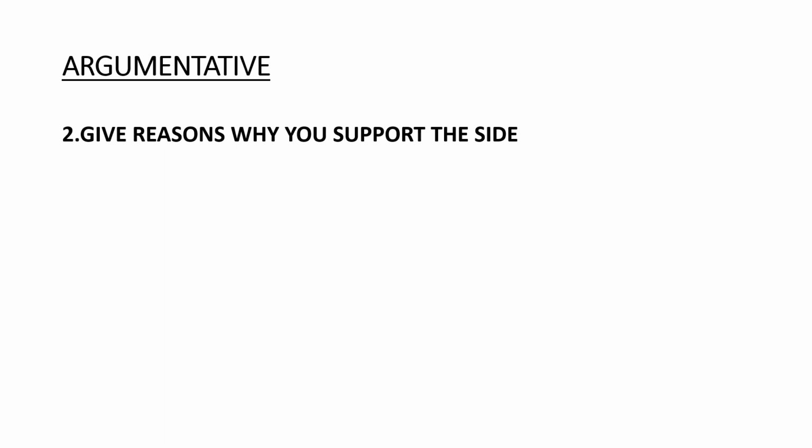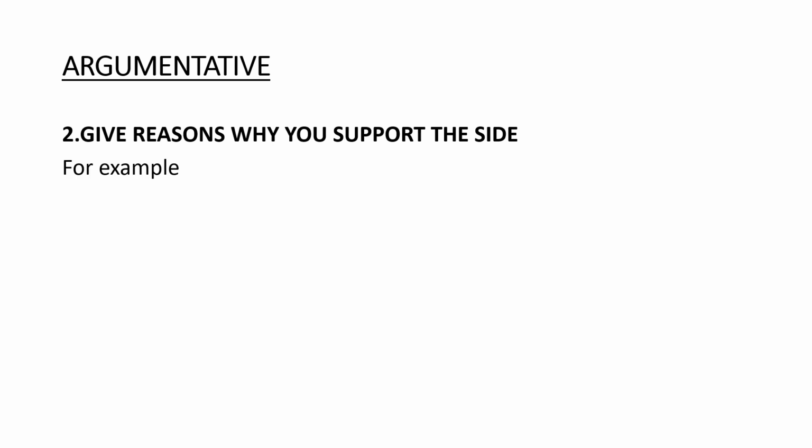This is section A, paper 1, meaning that you need to come up with the points on your own. You won't be given points, so you need to come up with the points, then you write them. So give reasons why you support the side. If you think it should not be abolished, give reasons in the main body. If you think it should be abolished, give reasons in the main body.